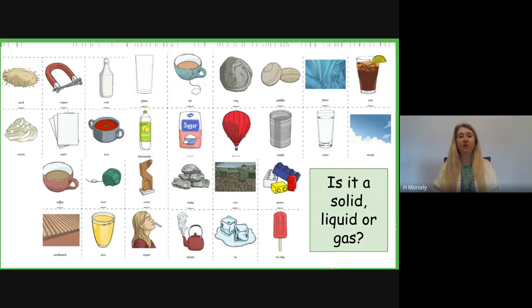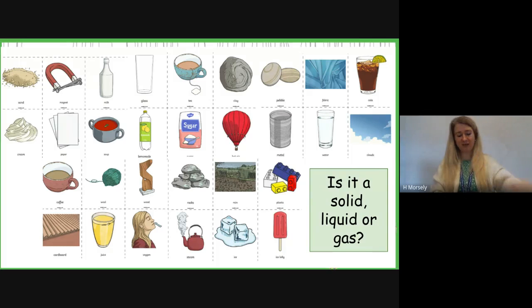Okay, so hopefully you've had a little bit of time to sit and look at the different items and decide whether they are a solid, a liquid, or a gas. So let's go through some of the answers together. I've got the cards here as well for you to have a look at. So I've got steam. Where did you put steam? Gas? Perfect.